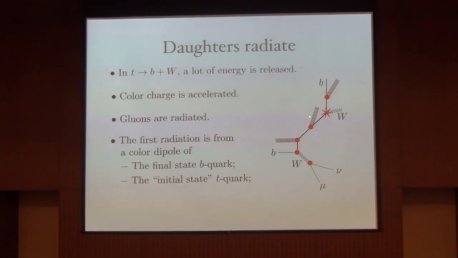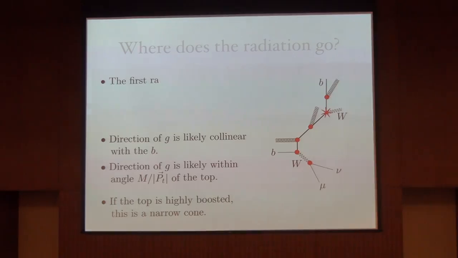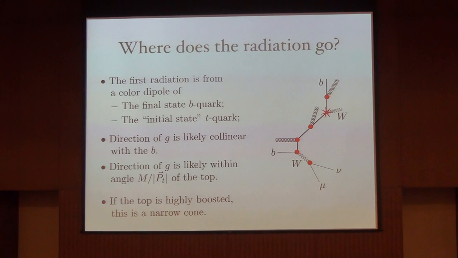So we have a color dipole consisting of the initial state top quark and the final state B quark, and there's a certain angular pattern for that. In fact, where does that radiation go? Since it's from a color dipole consisting of these two things, the direction of that radiation is likely collinear to the B. It really likes to be collinear with the B. The B mass is only 5 GeV. So that's not cutting off the angle very much. So collinear with the B is highly favored. However, it's not so likely to be collinear with the top quark because the angle is cut off by the top quark mass.